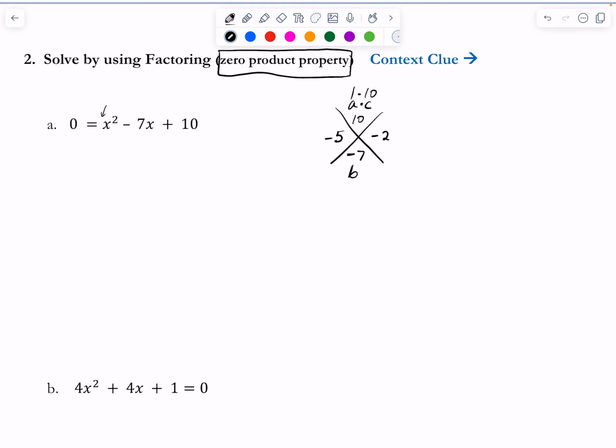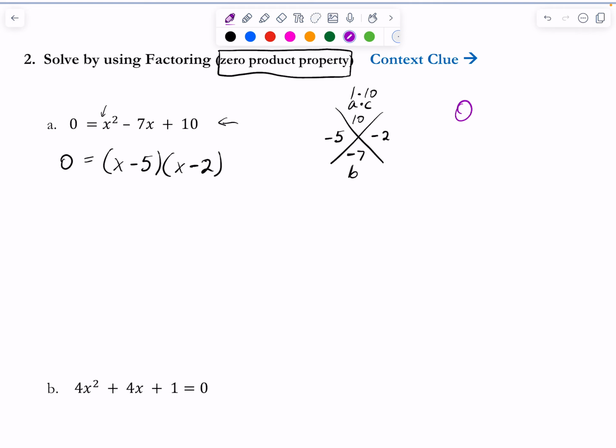So I told you guys when a is 1, like in this case, you can take those 2 numbers that you just wrote and put them in as your factors. So x minus 5 and x minus 2. If I were to distribute that, I would return to this x squared minus 7x plus 10. Don't forget to bring that equals 0. Now here's the zero product property.